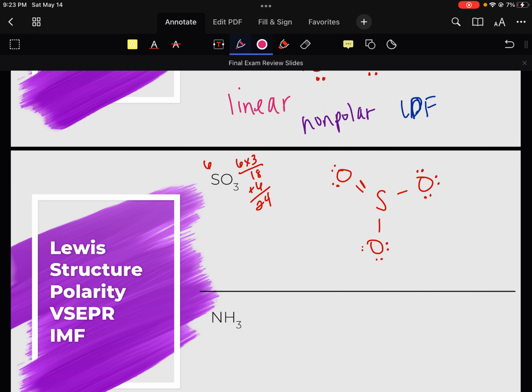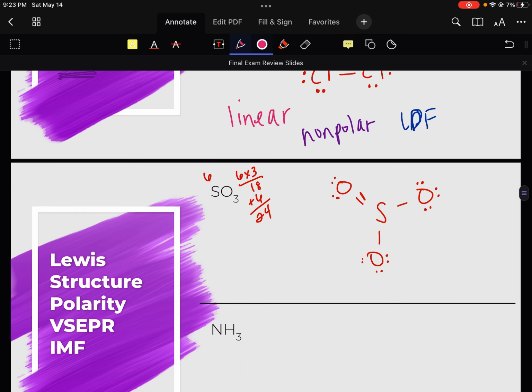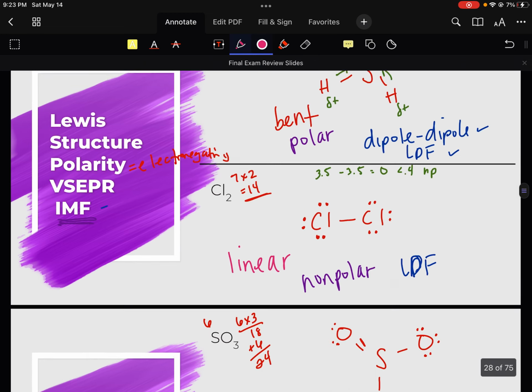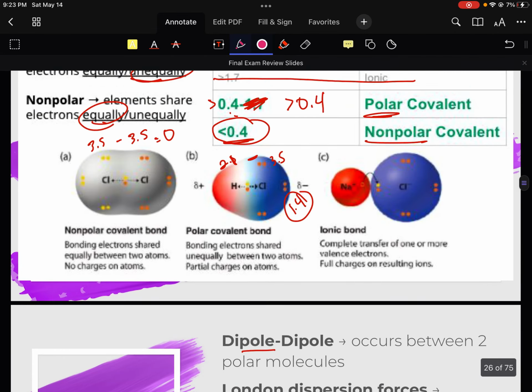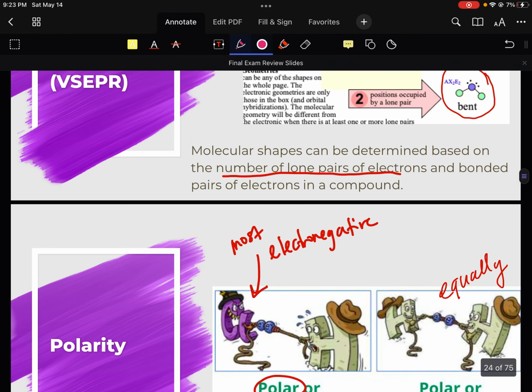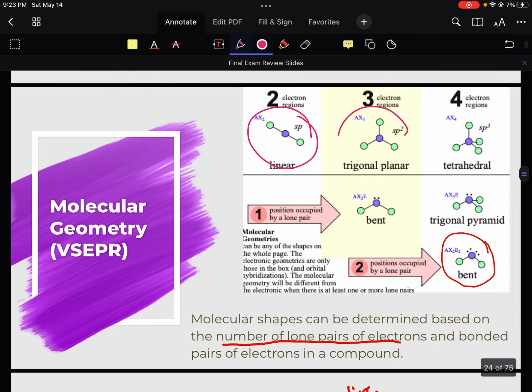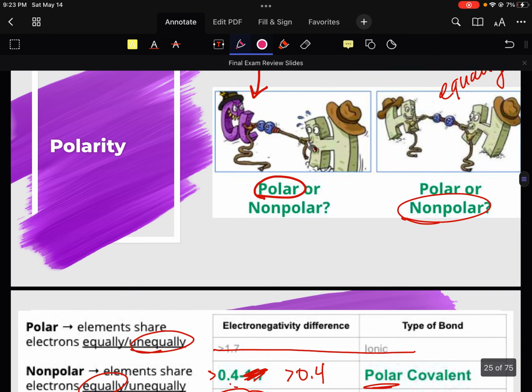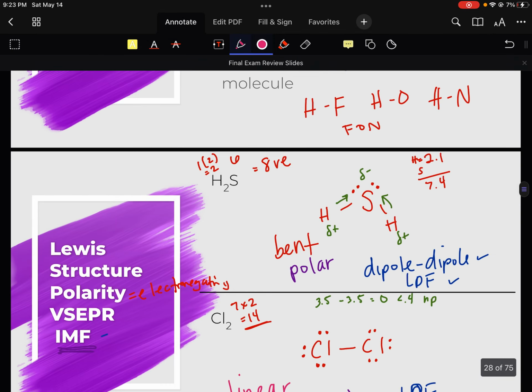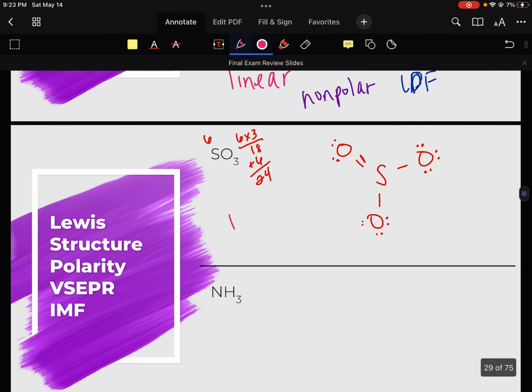If I look at the shape, we'll scroll back up. Notice we don't have any lone pairs around the center. We only have 3 things. Try not to scroll too fast. So that looks like this right here, so we'll say trigonal planar. Close your eyes if the scrolling is making you dizzy. Trigonal planar. Okay, and then we can look at electronegativities.